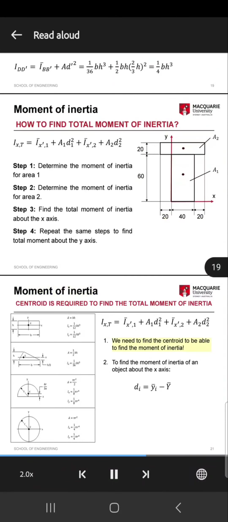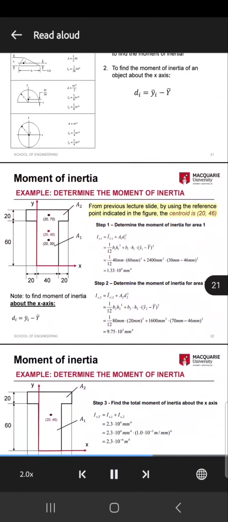Moment of inertia. First, we need to find the centroid to be able to find the moment of inertia. Second, to find the moment of inertia of an object about the x axis, from the previous lecture slide, use the reference point indicated in the figure.